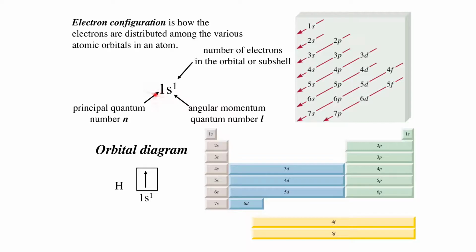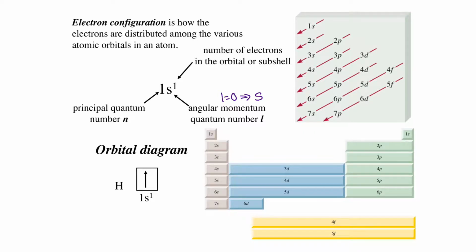The number out front corresponds to our principal quantum number n. We've done a lot of work with that one. The letter that comes after represents your angular momentum quantum number l. So remember that l has a letter that's associated with it as well as a number. For this s orbital, remember l equals 0 corresponds to the letter s. So don't forget those letter designations for your different l values.